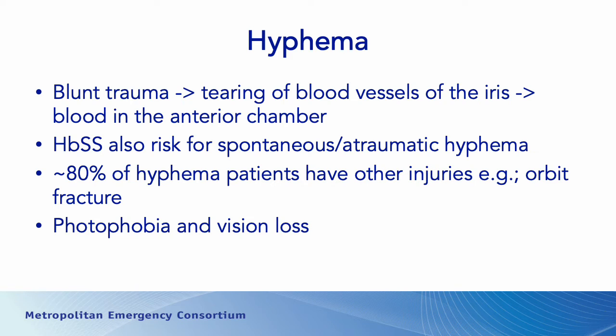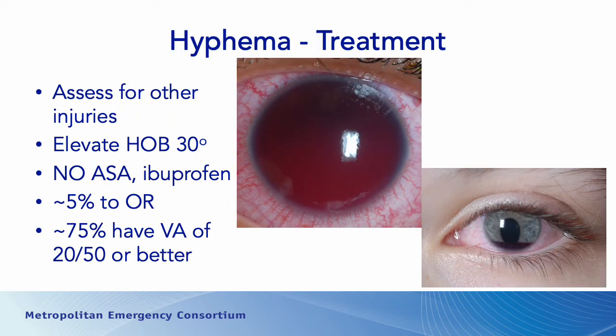About 80% of hyphema patients have other injuries, particularly to the orbit, because they've had blunt trauma to the area. And so always think about other associated injuries. These patients typically have some light sensitivity. They may have some pain because of the injury, and they tend to have vision loss because they have blood in the anterior chamber that prevents the light getting through to the lens so the patient can see what they're looking at. So here are a couple examples of hyphema.